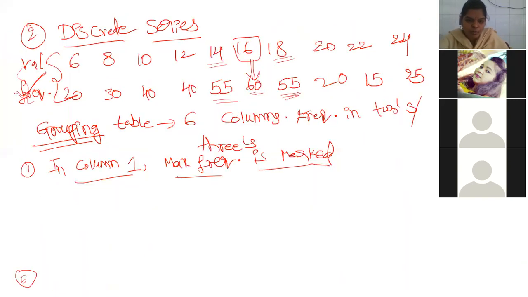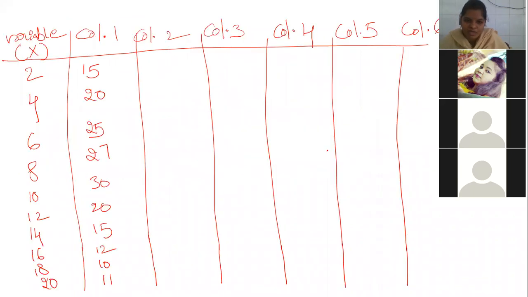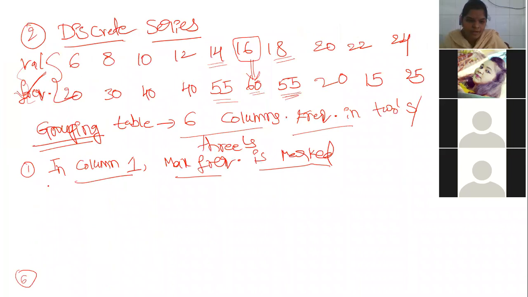So what is our first point here? The grouping table has 6 columns. We already made it, and the frequencies, we have taken that. In the first point, in column number 1, the maximum frequency is marked. Which one is the maximum frequency? 30. Just round up this 30. Use a pencil, red pen or blue pen to find the difference. That is somewhat better. Next point, you just write down where you leave the space.